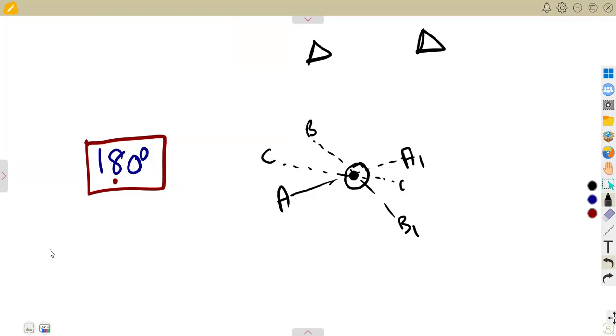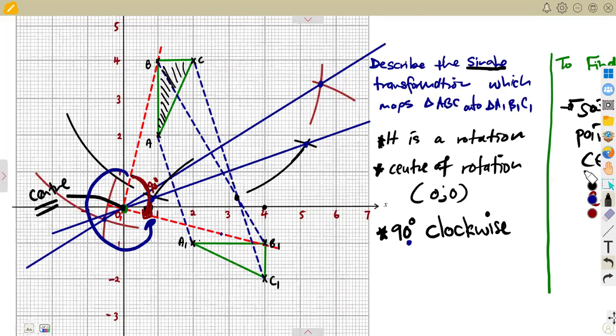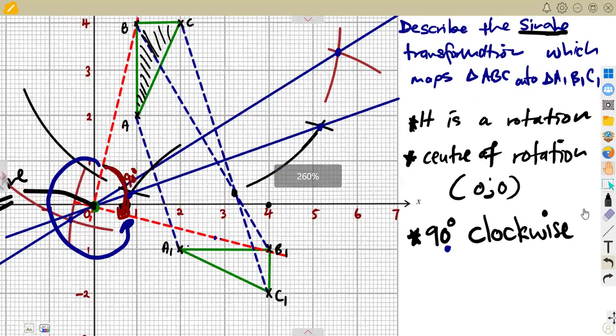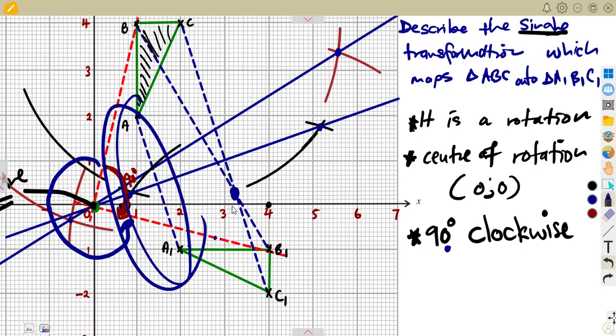Guys, this is it. Let's go back here. So that's why we had this question, so that we can refer to it. This is what I'm trying to say. When you joined before, A to A1, B to B1, C to C1, only these two intersected. Only these two, they intersected here at this point. A is not going to intersect at this point.